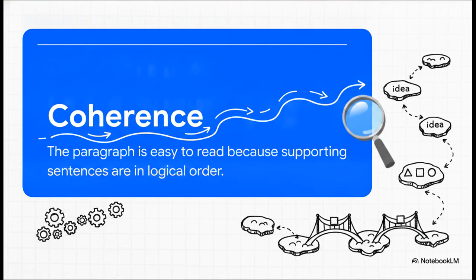Then we've got coherence. This is that smooth flow that makes reading feel absolutely effortless. You get coherence by organizing your supporting sentences in a totally logical order, maybe chronological, maybe by importance, but crucially, you achieve it by using the right transitional words to link those ideas together seamlessly. It's how you safely guide your reader from one thought to the next with zero jarring bumps or confusing jumps.